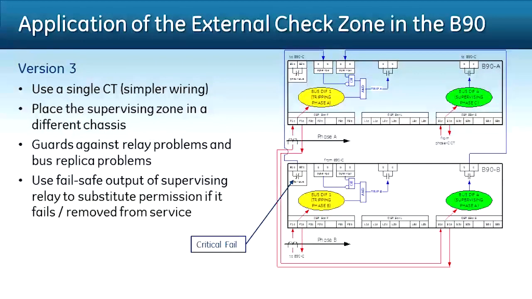Now version 3 is very similar to version 1. The only difference is in this case, both relays A and B are wired to the same current transformer wiring. So in this case, relay A and the check zone in relay B would get the current, calculate the differential, and relay B again will send the permission or supervision to relay A to determine if it will trip.